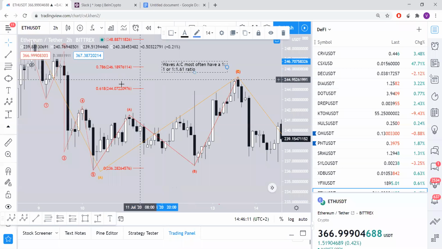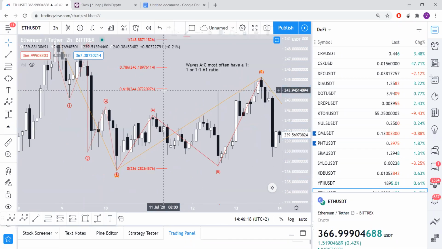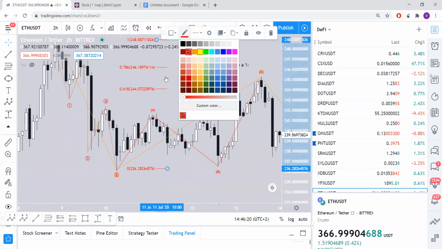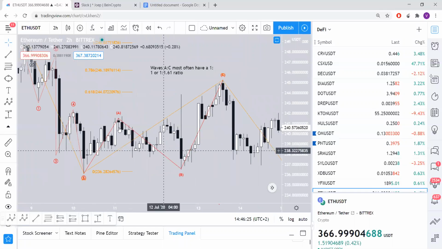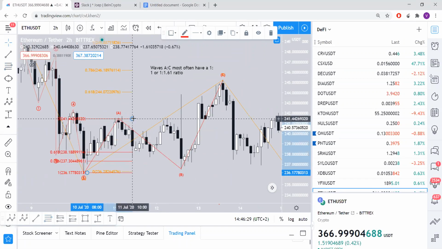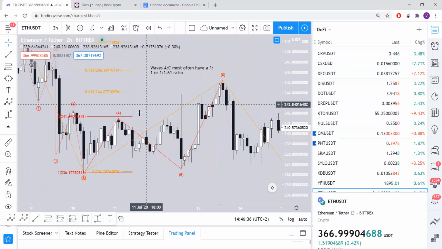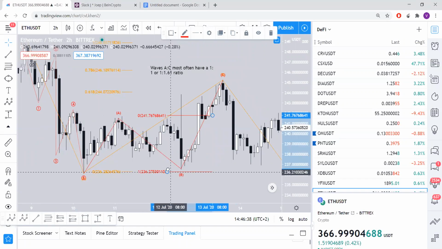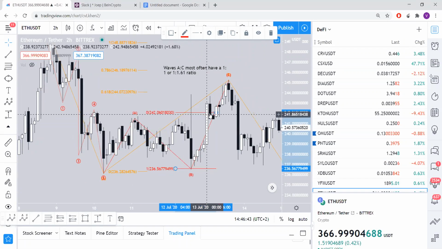Now you can use the length of wave A to predict wave C. Now, I made a mistake with colors. If I'm using an orange fib, that means it's for the orange lines, orange waves. Now, we have the length of wave A here, and we predict it here. So you see it's nowhere close.